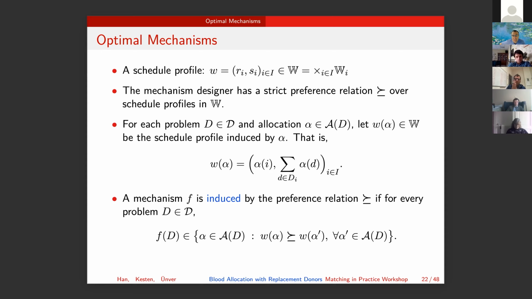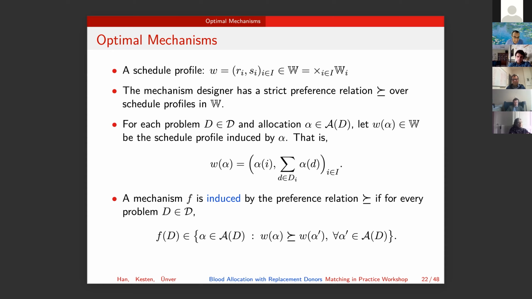Actually, you need only strictness or resoluteness at the top, over this kind of profiles. So for each problem D and allocation alpha, let W alpha be the corresponding schedule profile, how many units each patient receives and how many units each patient donates.